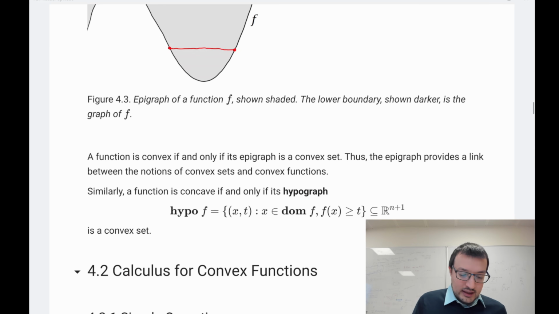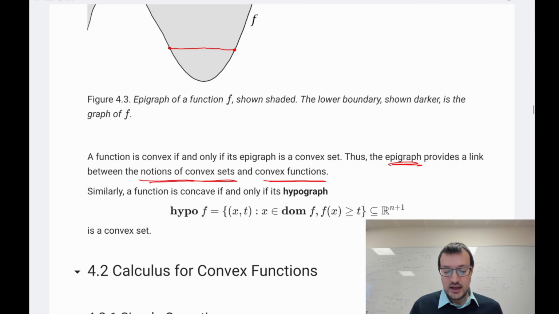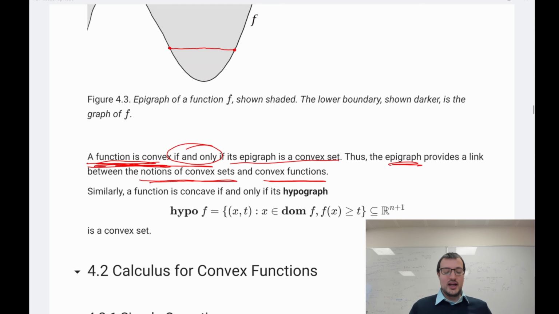In fact, the point is that the epigraph provides a link between the notion of convexity of sets and convexity of functions. Essentially, a function is convex if and only if its epigraph is a convex set. And this is what provides the relation between the notion of convexity for sets and the notion of convexity for functions.